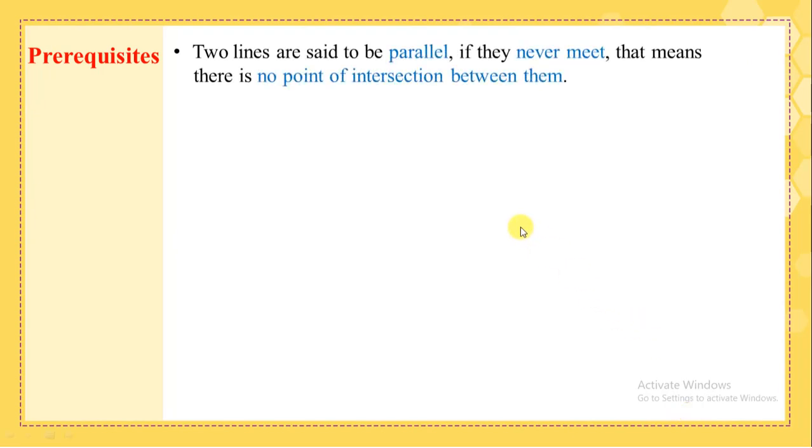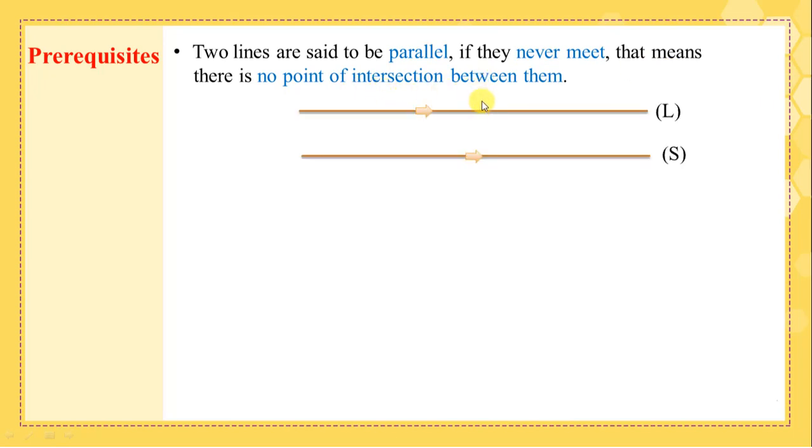Prerequisites: two lines are said to be parallel if they never meet. That means there is no point of intersection between them. L and S, they never meet, then they are parallel. L is parallel to S.